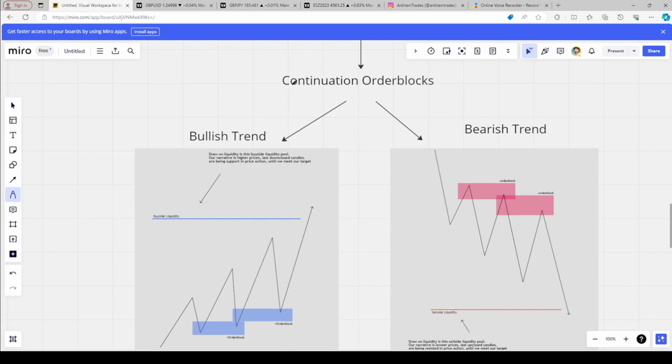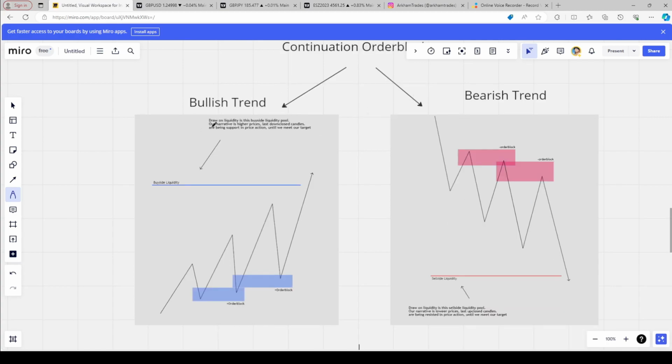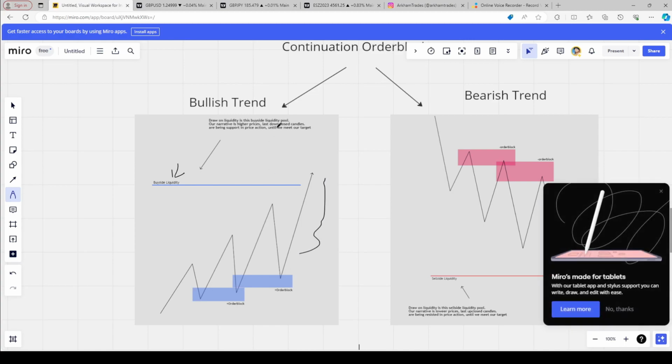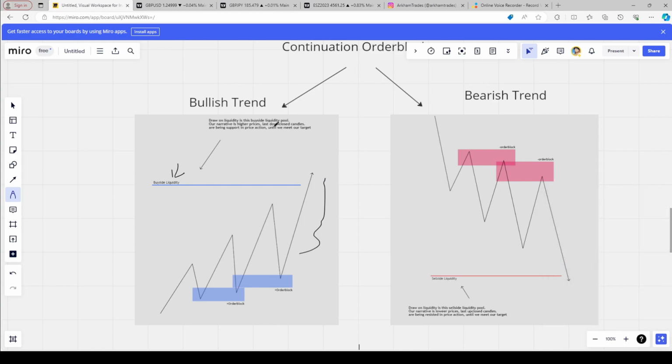Then we have continuation order blocks. This is continuation of a trend. So whether you're in a bullish or bearish trend, this is very good. Obviously in a bullish trend, our draw on liquidity is this buy side liquidity pool right here. Our narrative is higher prices. We want to see higher prices. So overall, last down close candles are being supported in price action. Our draw is higher, meaning every last down close candle should be supported. Price comes down, breaks higher, comes down, breaks higher, comes down, breaks higher. This is the continuation order block.